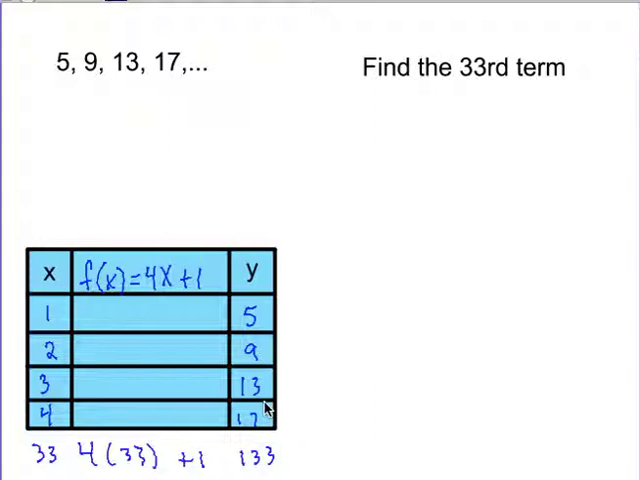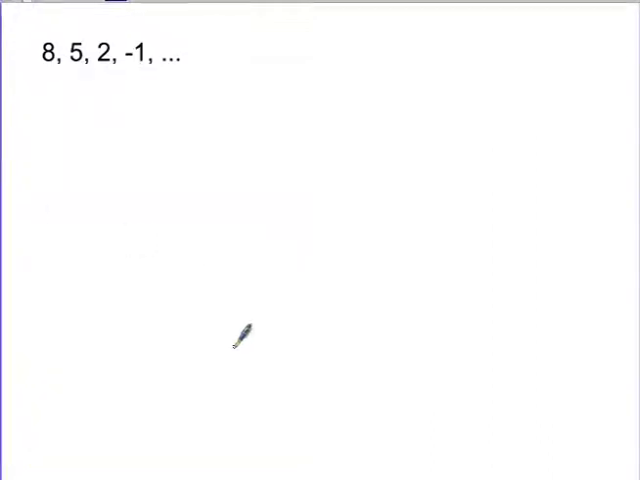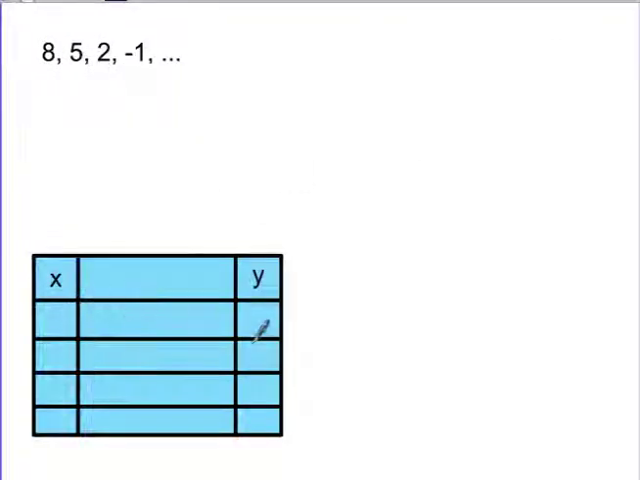All right. Well, one thing we didn't look at yesterday was descending terms, or rather descending sequences. So in this case, if we were going to build our function table, what goes in for the y? 8, 5, 2, negative 1, and then the x is still 1, 2, 3, 4.